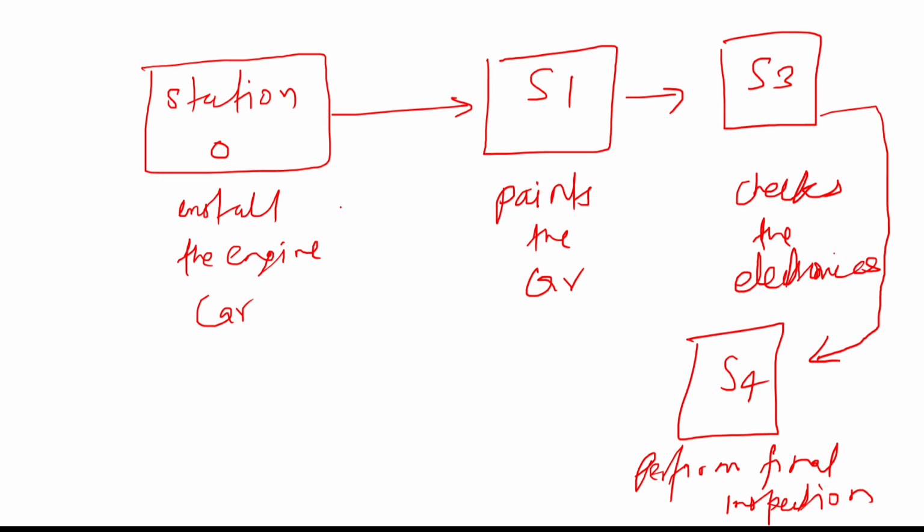So these are the different stations. In the very first station, station 0, we install the car engine, then it paints the car, then checks the electronics, and then in the next station it performs the final inspection. As you can see, each station takes a certain time, right? Let's suppose time 0, time 1, time 2, and time 3, and these times are nothing but intervals of time.